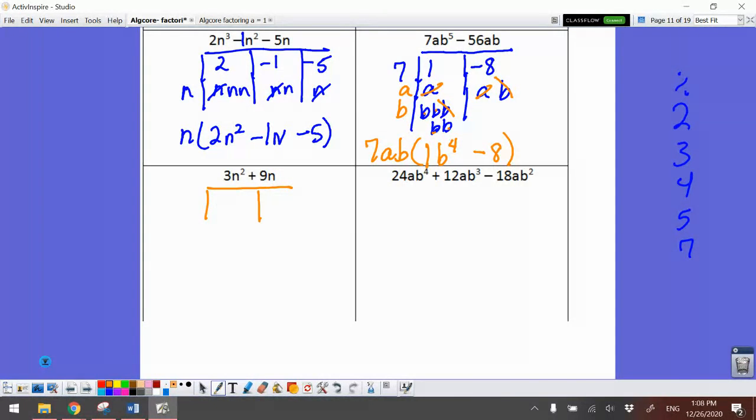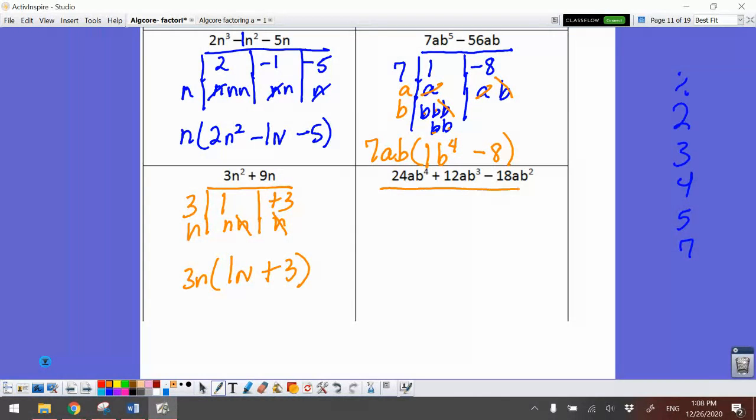All right, let's take a look at this one. So I know that 3 goes into 9. So if I divide by 3, 3 divided by 3 is 1. 9 divided by 3 is 3. So I have a 1 and a positive 3, 2 n's and 1 n. So I know I can take 1 n out. So 3n is my greatest common factor. I'm left with 1n plus 3.